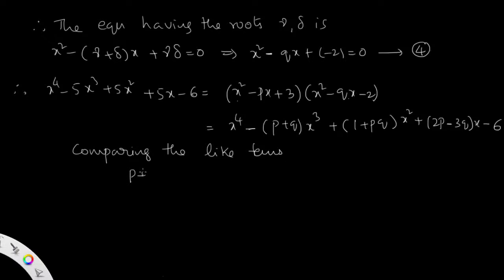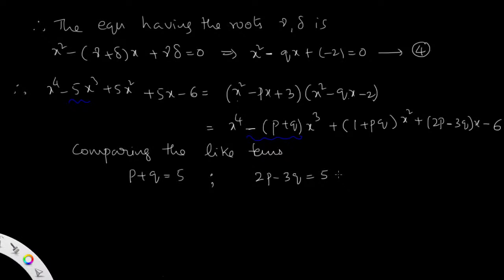minus of p plus q equal to minus 5, that is p plus q equal to 5. This is the coefficient of this one and this one. Then minus minus gets cancelled, then p plus q equal to 5. And then similarly, the coefficient of x gives 2p minus 3q equal to 5.